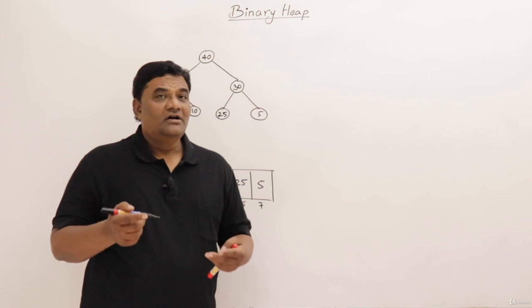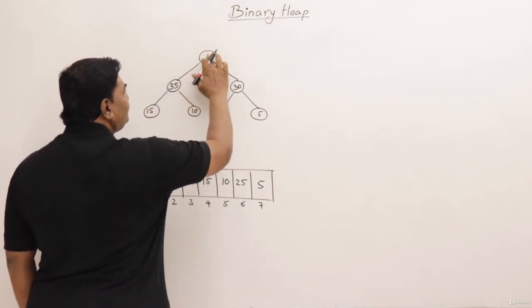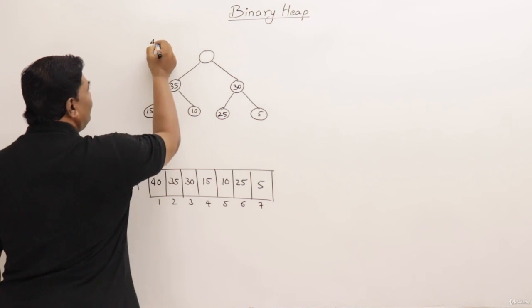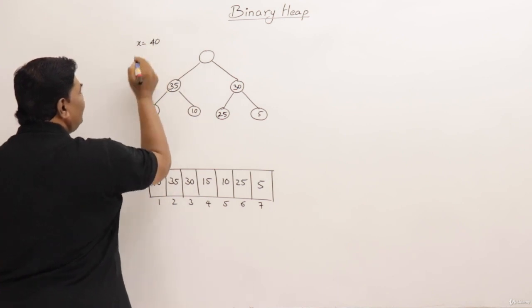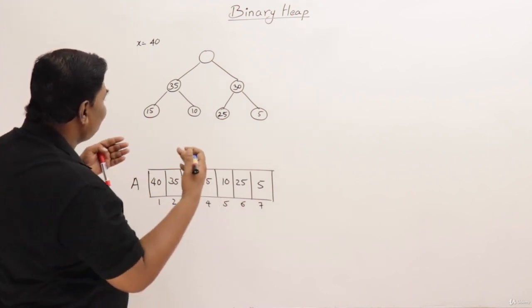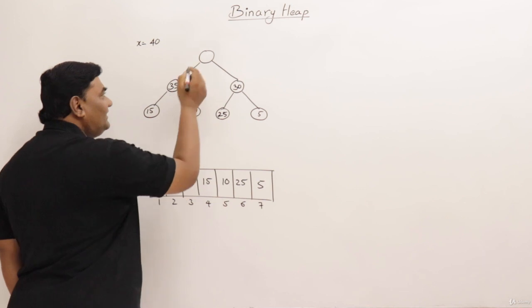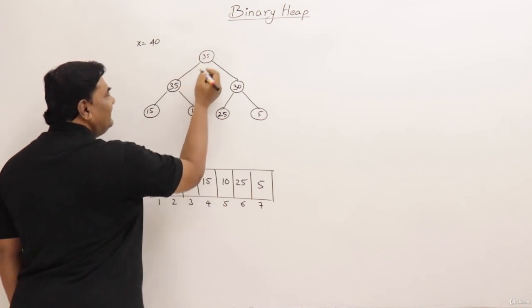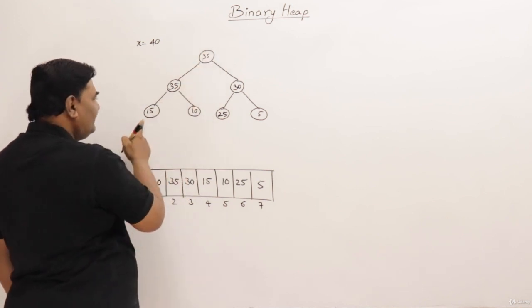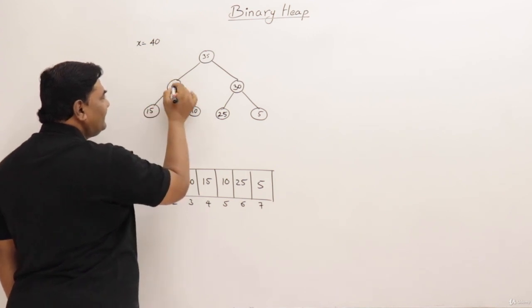Now, how to delete that 40? Okay, I will take out 40 from here. 40 is gone. Let us take it in some temporary variable and hold it for some time. Then which element should come here? Common sense says that 35 is greater, so it should come here. Then who should come here? 15 is greater, so 15 should go there.